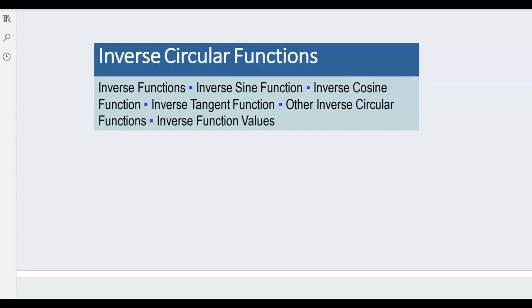Talking about inverse circular functions, which is a way to go in the reverse order of what we have been doing. Up until now, we've been given an angle, like let's say pi over 4, and we have determined what, let's say, the sine of that angle is. Or maybe we looked at the cosine of pi over 3.